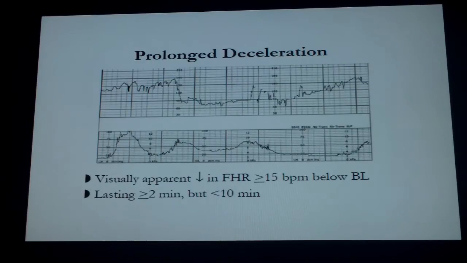doesn't change really what you're going to be doing, because if you have a baby that goes down and stays down for more than 10 minutes, you're still going to do probably the same. And as you're watching it, you're thinking about moving to C-section.